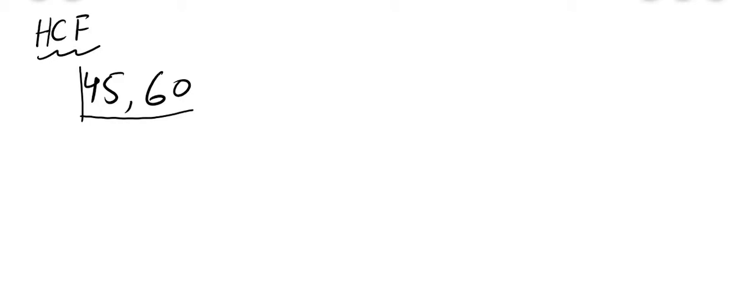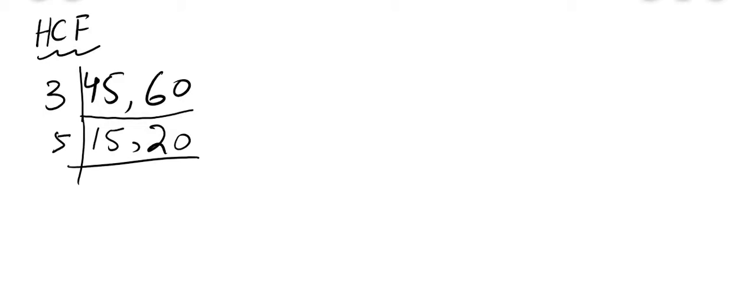If you see, the minimum number divisible into 45 and 60 is 3. So 45 divided by 3 gives us 15, and 60 divided by 3 gives you 20. Now again check for another common factor between these two numbers. That is 5. So 15 divided by 5 gives you 3, and 20 divided by 5 gives you 4.